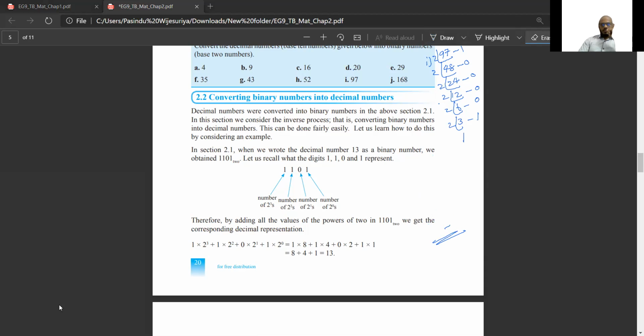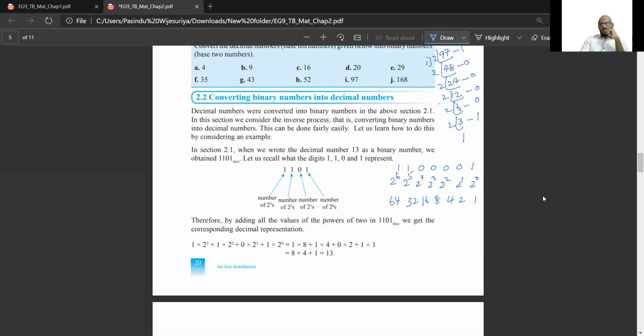I was going fast, that's why I displayed it like that. So if you all can write, the one we got was 1, 1, 0, 0, 0, 0, 1. Here always try 2 to the power 0, 2 to the power 1, 2 to the power 2, 2 to the power 3, 2 to the power 4, 2 to the power 5, and 2 to the power 6. Write this as 64, 32, 16, 8, 4, 2, 1.